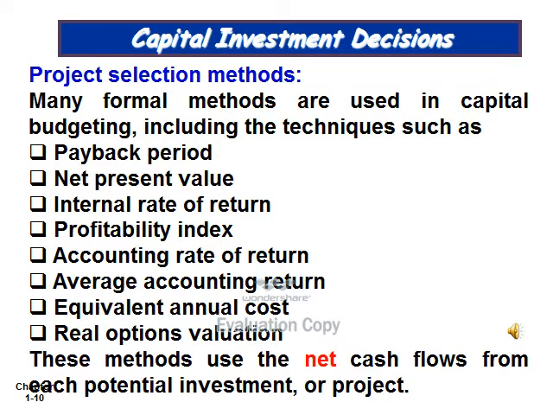Project selection methods. Many formal methods are used in capital budgeting, including techniques such as payback period, net present value, internal rate of return, profitability index, accounting rate of return, average accounting return, equivalent annual cost, and real options valuation. We'll study the first two methods in this lecture, inshallah. This method uses the net cash flows from each potential investment or project. So we need to know what is the meaning of cash inflows and cash outflows and the net cash flows.